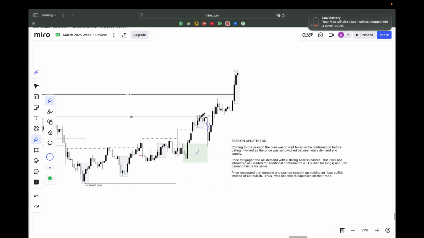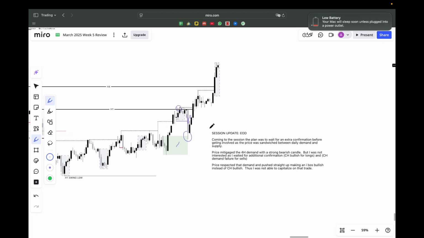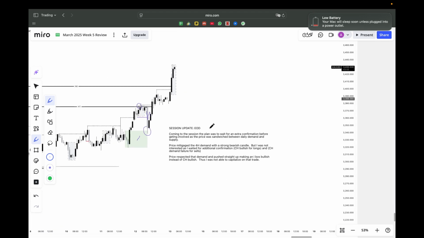If there was a candle closure, then I could have looked for M15 entries right here, but since there was only a sweep of the swing high, I was not interested in looking for longs directly from here. And for sells also, there was no pullback, so I was not able to look for sells. So that's how the session ended.